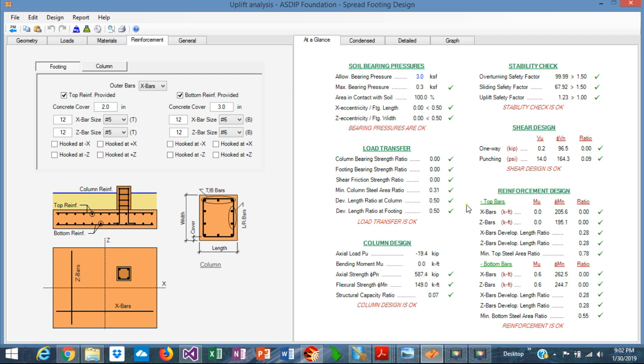So this is a very simple example of an uplift design of a spread footing. Obviously, if you have any other loads, lateral or gravity, this would be more complex, but would need to be combined with the uplift force as well. This simplified example is good enough for the explanation of the uplift procedure in the design of a spread footing.